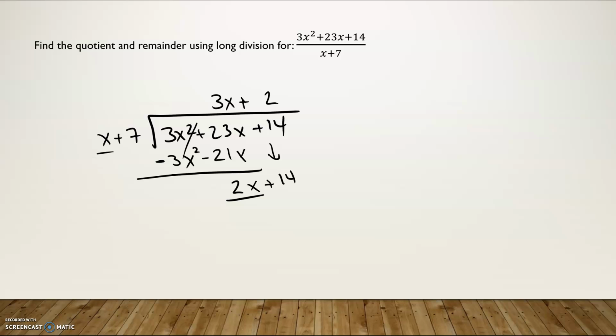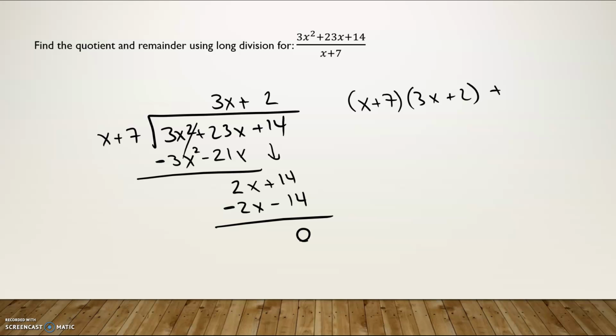Okay, so then that will be 14 and 2x. Change the signs. This will be negative. This will be negative. That all goes away, so I have a remainder of 0. Okay, so what I can do is I can take x plus 7 times 3x plus 2 plus my 0, my remainder. And I'm going to see if this right here is equal to what's inside the dividend.